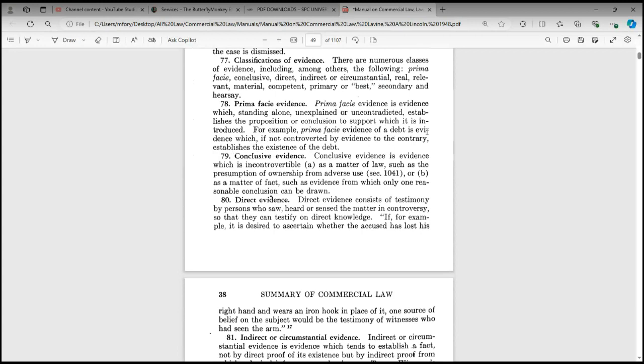Prima facie evidence of a debt is evidence which, if not controverted by, they don't give the specifics. Like what's the evidence of debt? Is it a promissory note? Even if it's a copy? You know what I'm saying? By evidence to the contrary, establishes the existence of a debt. And more than anything, if not controverted, dude, that's acquiescence. They came at you with something that looks real, but might not be real. You didn't say nothing against it, so now it is established that it is real.